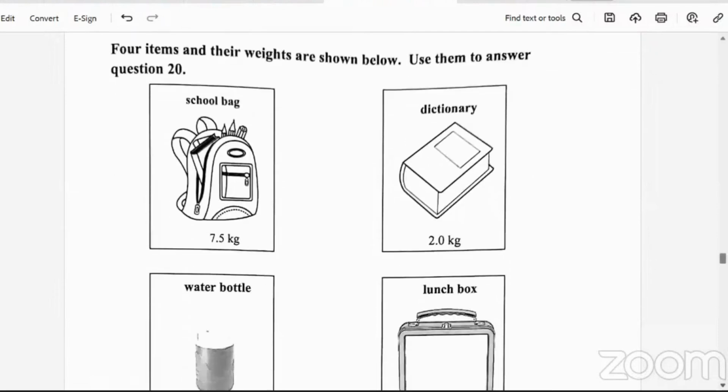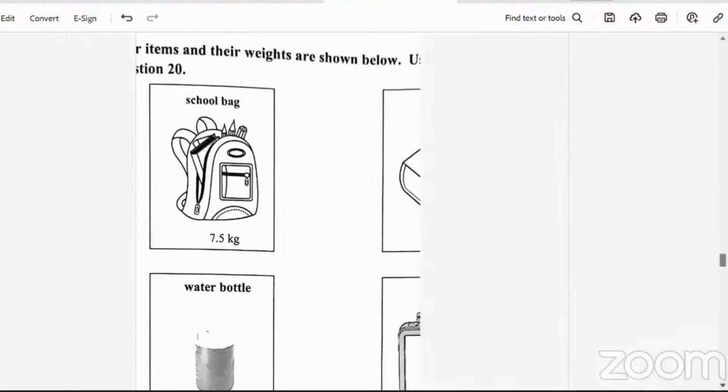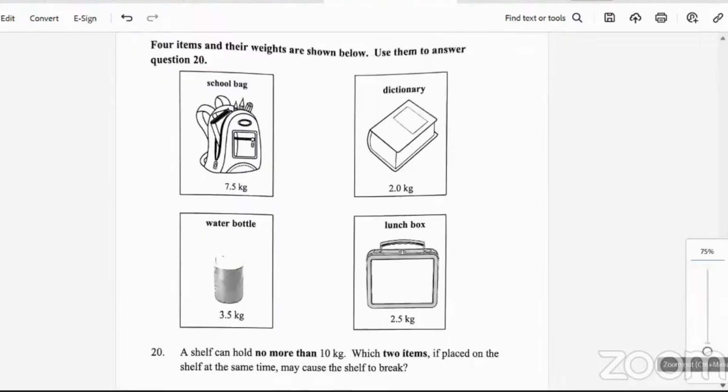All right, so let's go to this question. It says, 4 items and their weights are shown below. Use them to answer question 20. So we have a school bag, 7.5 kg, a dictionary, 2.0 kg, a lunchbox, 2.5 kg, and a water bottle, 3.5 kg. It says a shelf can hold no more than 10 kg. Which 2 items, if placed on the shelf at the same time may cause the shelf to break.